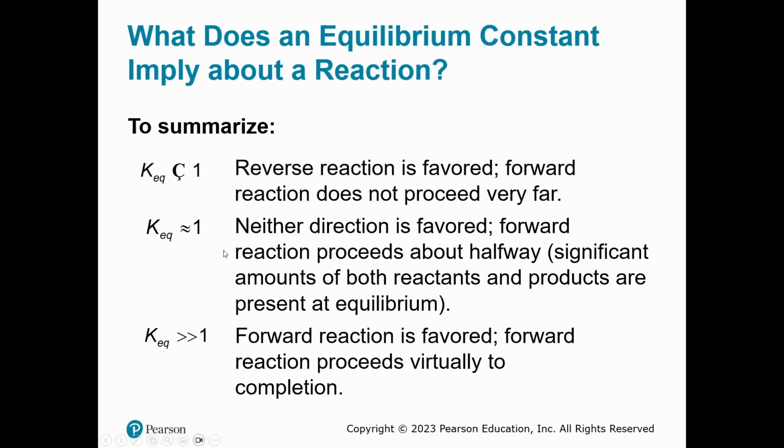That is what happens when you have a KEQ right around 1. If you have a KEQ of greater than 10 to the 3, or 1,000, you can expect it to favor the products by about 99%. If you have a KEQ less than or equal to 1 divided by 1,000, or 10 to the minus 3, you can expect the starting materials to be favored 99%.